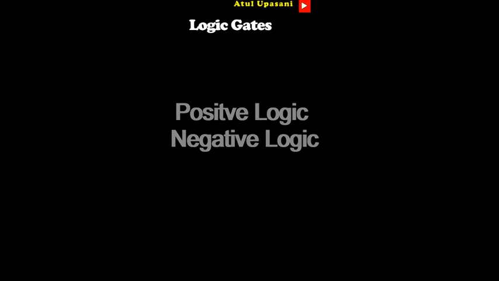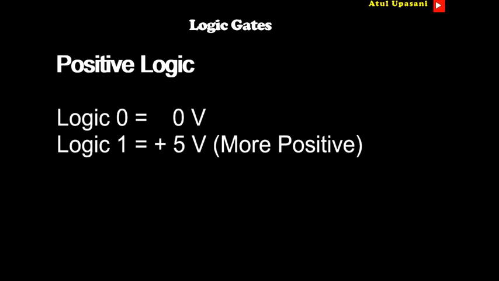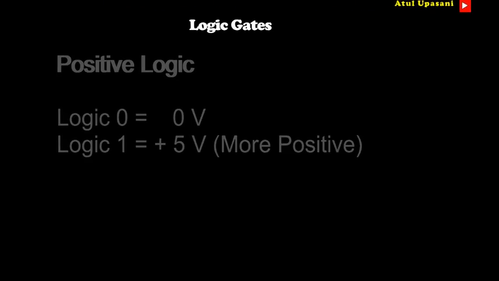There are two types of logic systems used. One is called positive logic and the other is negative logic. In the positive logic system, logic 0 is represented by low voltage level and logic 1 by high voltage level. That is, more positive voltage is considered as logic 1 and the more negative voltage as 0. The positive logic system is widely used.